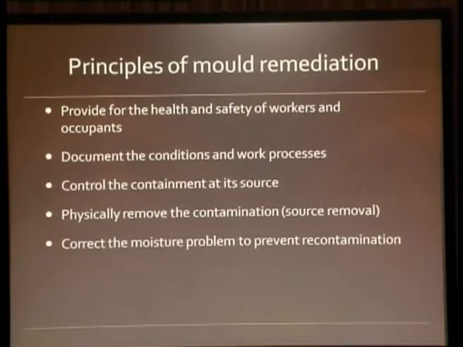You have to try and control the containment at its source, minimizing water ingress, minimizing dampness. Of course, you want to try and remove the contamination, source removal. Sometimes this is easy. In other cases, this is a very difficult thing to achieve, especially as a private house owner. It costs a lot of money to have your building risk assessed and the part of the building which is a problem removed and repaired.